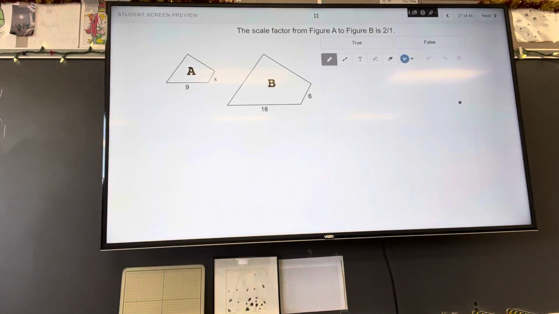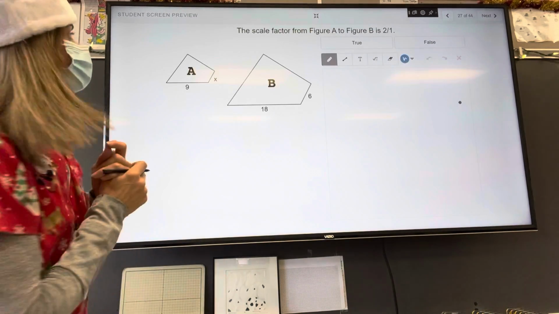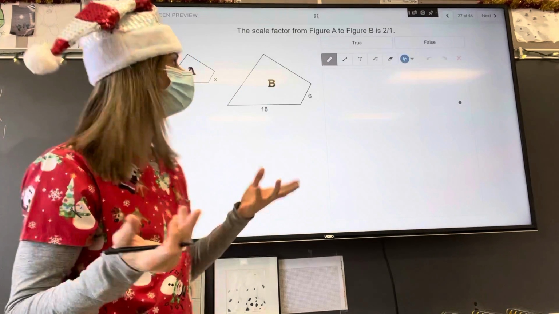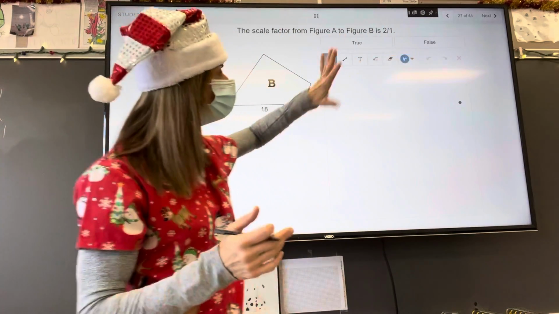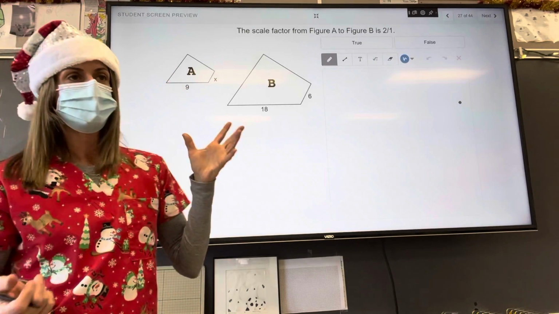Okay, so this problem is making a statement. It says the scale factor from figure A to figure B is 2 to 1. We're about to find out if that's true or false. Before we do that, let's go ahead and write a proportion to solve for x.